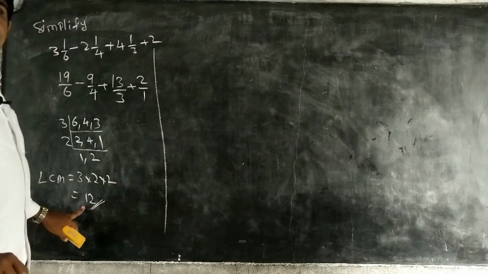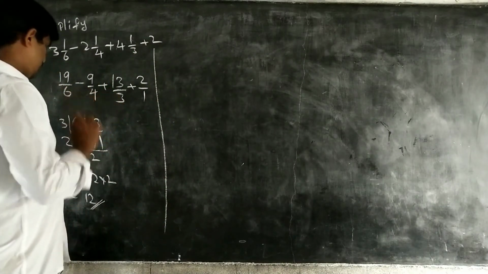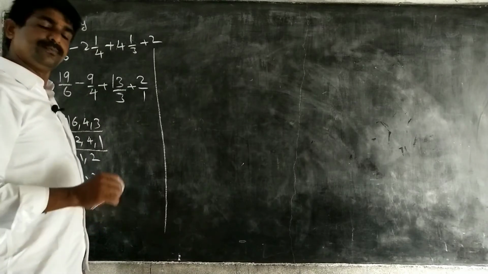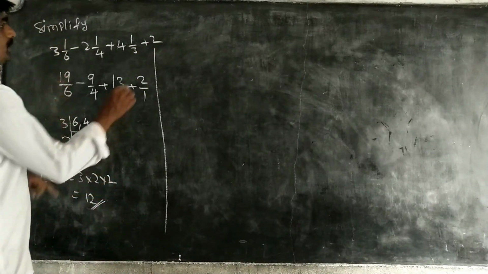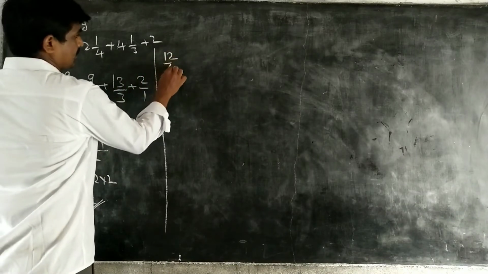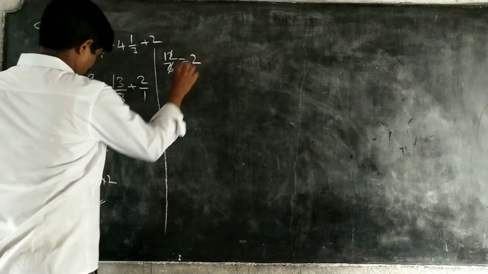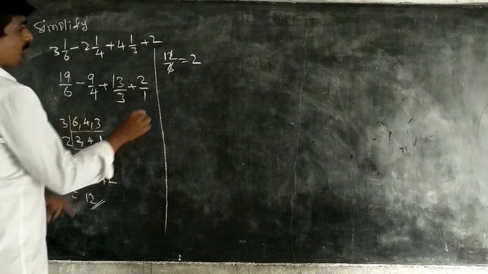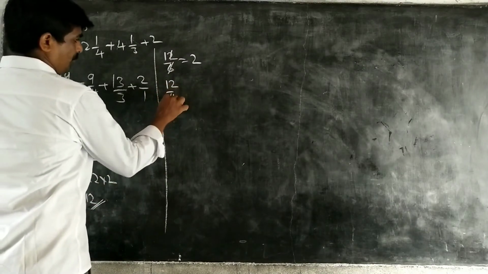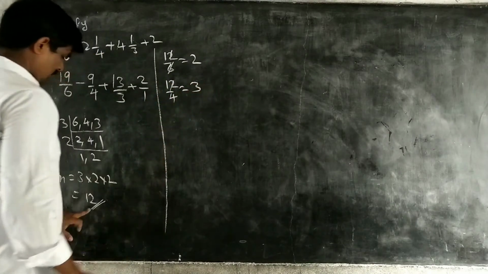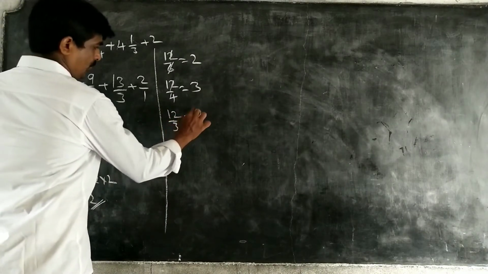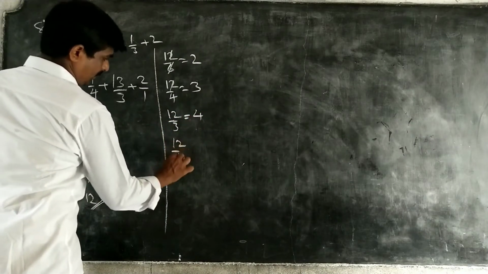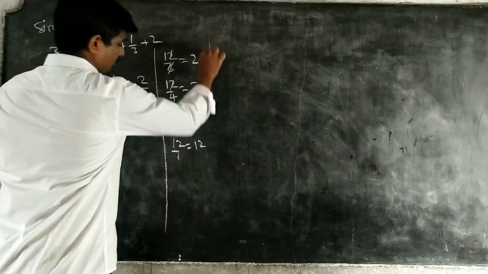Okay. Now, these 12 into, next, these 12 by this denominator, 12 by 6, that is equal to 2. These 12 by this denominator, 12 by 4, that is equal to 3. 12 by 3, that is equal to 4. 12 by 1, that is equal to 12.